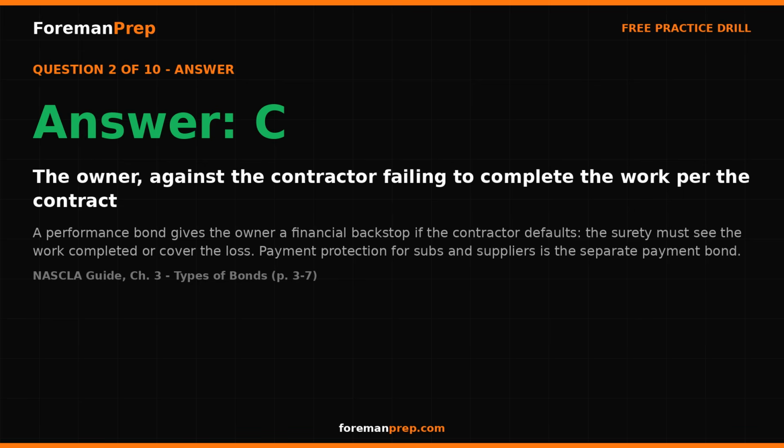The correct answer is C, the owner, against the contractor failing to complete the work per the contract. A performance bond gives the owner a financial backstop if the contractor defaults. The surety must see the work completed or cover the loss. Payment protection for subs and suppliers is the separate payment bond. Reference NASCLA Guide CH3, Types of Bonds, P3-7.